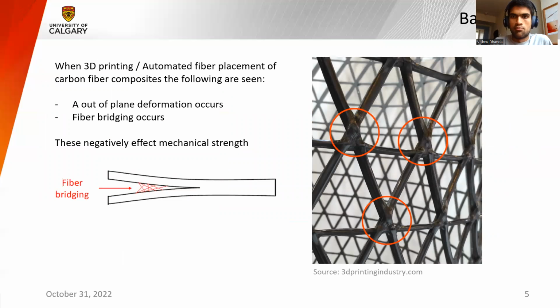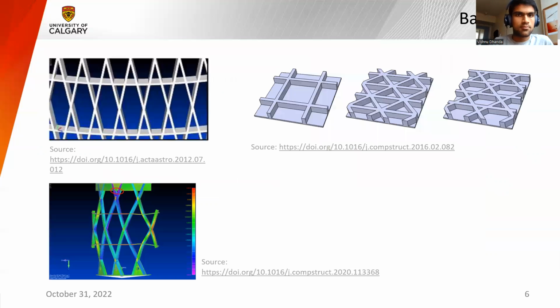Our problem is when we print these composite parts, we end up with these out-of-plane deformations that you see in red right there, because you're putting one tow over another tow, and these aren't really aligned, so you end up with out-of-plane deformation. Another thing is fiber bridging, because the carbon fibers are inelastic, but the thermoplastic is pretty elastic, so you end up with fiber bridging, because the carbon fibers really don't want to stretch. These negatively affect mechanical strength.